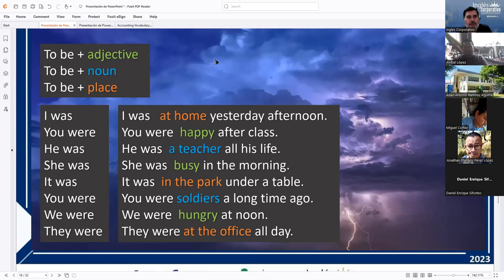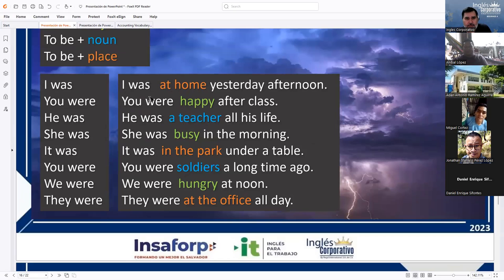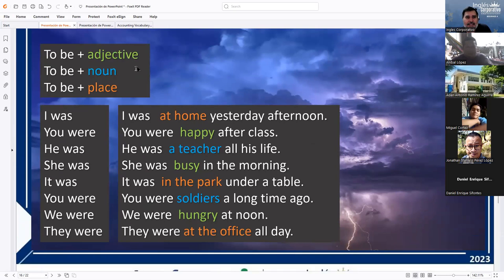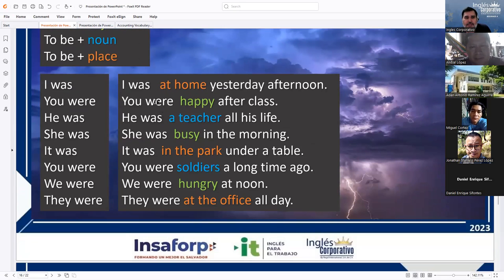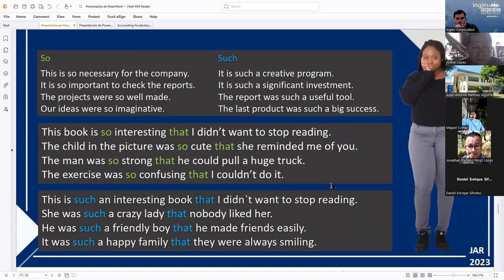Let's see. You remember that we use the verb to be, right? With the adjective, noun, and place, okay? I was at home yesterday afternoon. You were happy after class. He was a teacher all his life. She was busy in the morning. It was in the park under a table. You were soldiers a long time ago. We were hungry at noon. They were at the office all day. Okay. Now check the example with such.